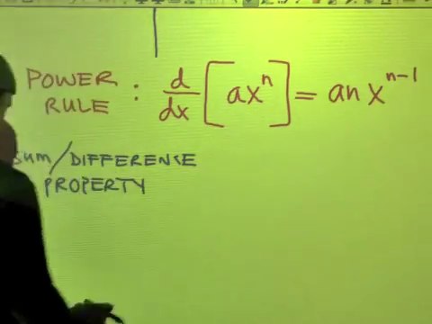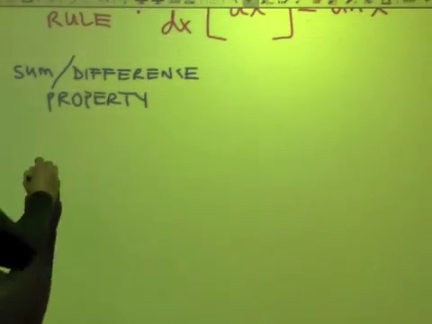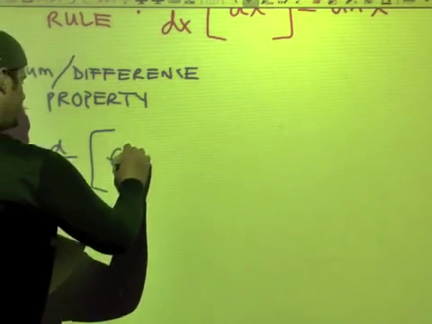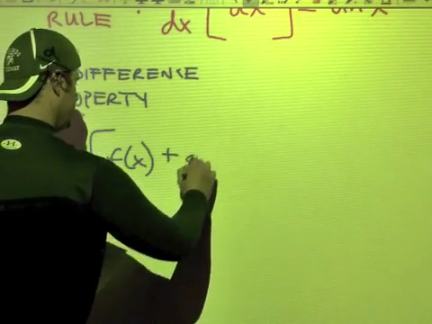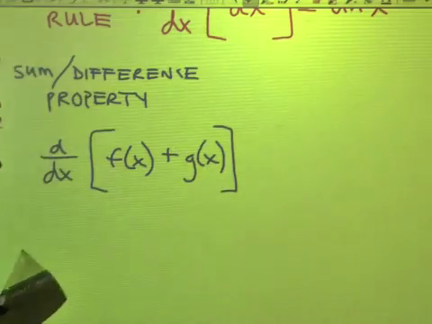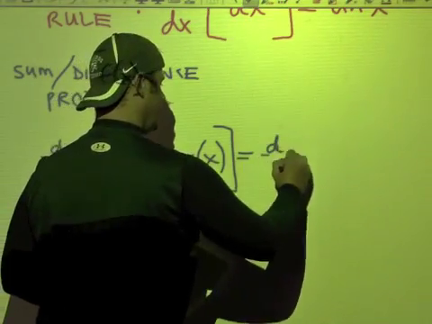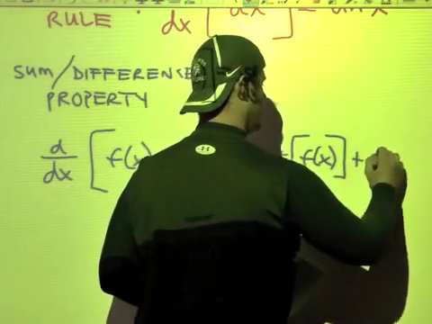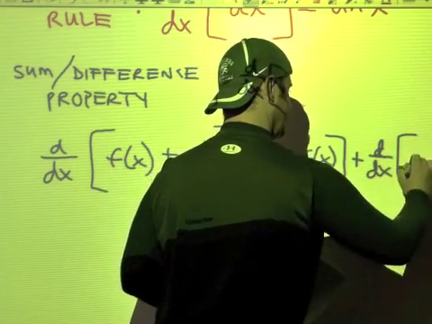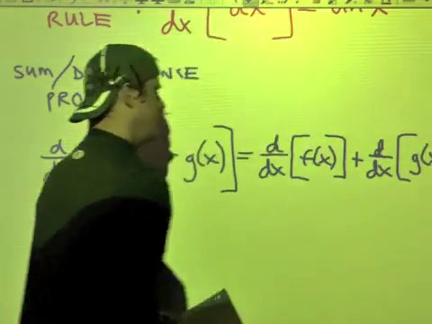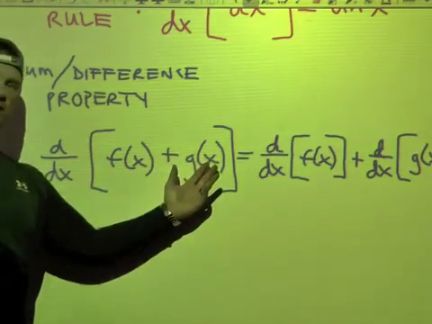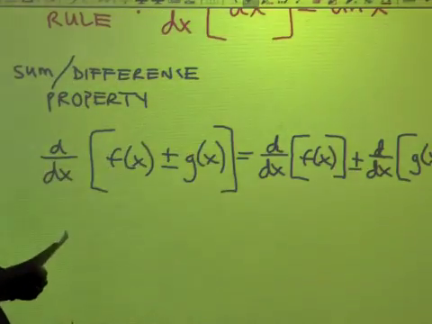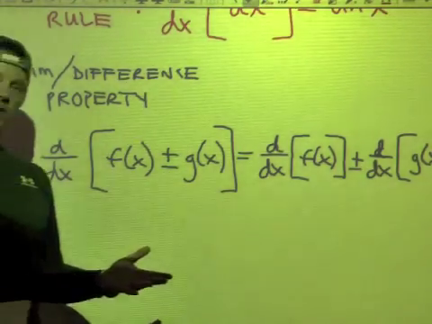And the sum or difference property says that if you take the derivative of one function plus another function, then that's always going to be equal to the derivative of the first function plus the derivative of the second function. Okay? So essentially you're just doing the derivative of each piece of a sum. And it works with differences as well, so I'll put a plus or minus in the formula. Okay? Alright, so let's do some examples.